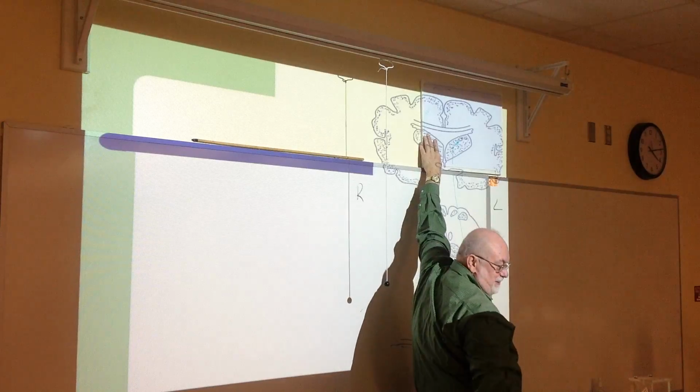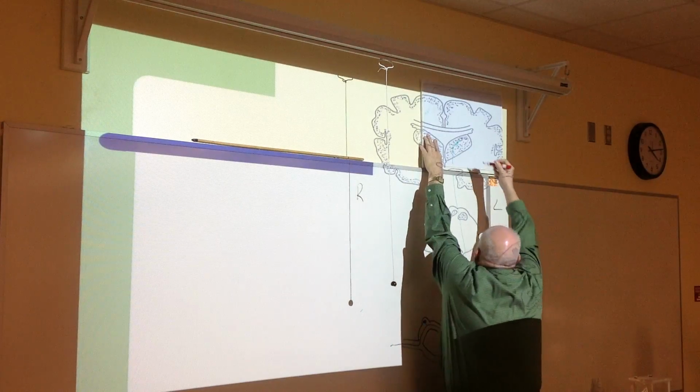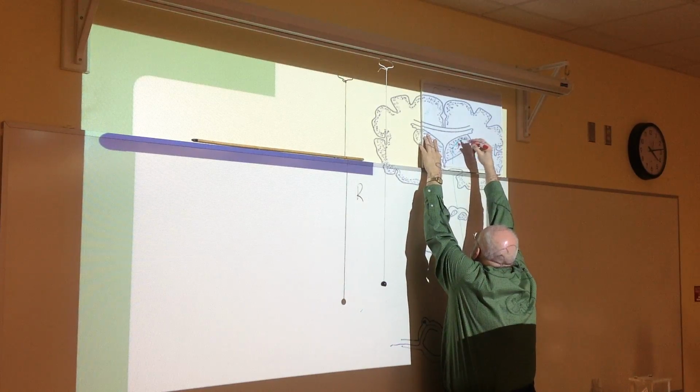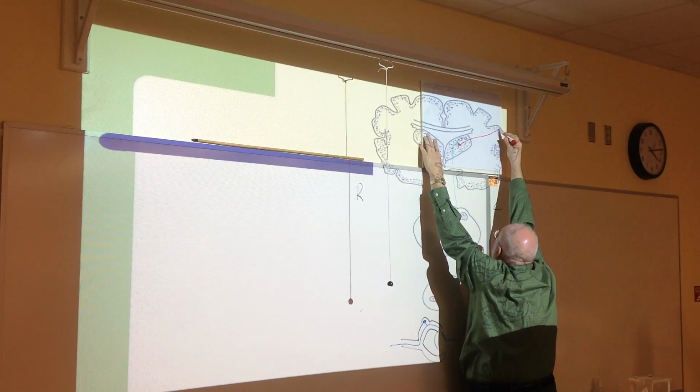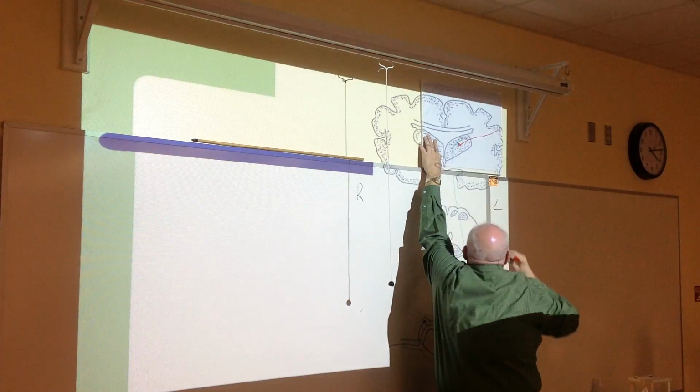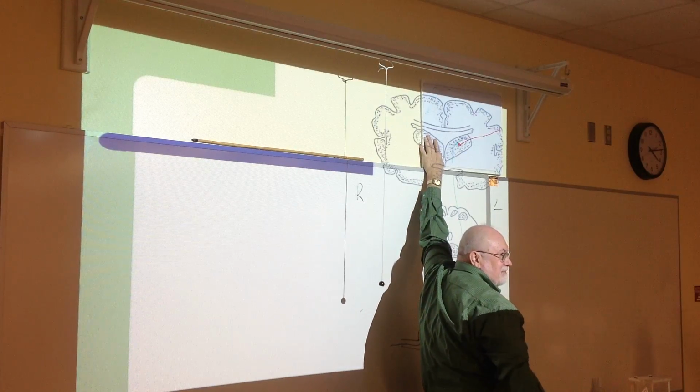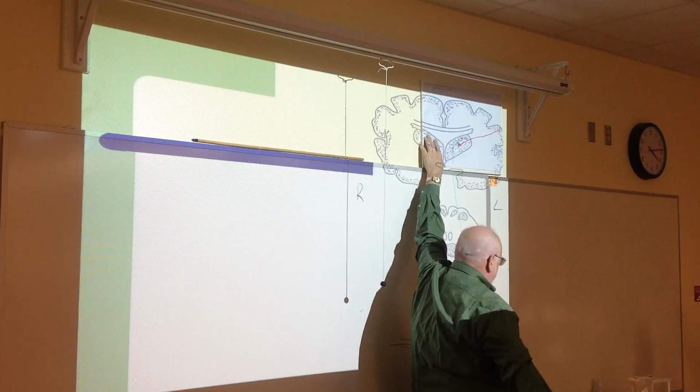And synapse with the third neuron, cell body here in the thalamus. Out it goes to the primary sensory cortex, and there it ends. Well, that was simple, wasn't it?